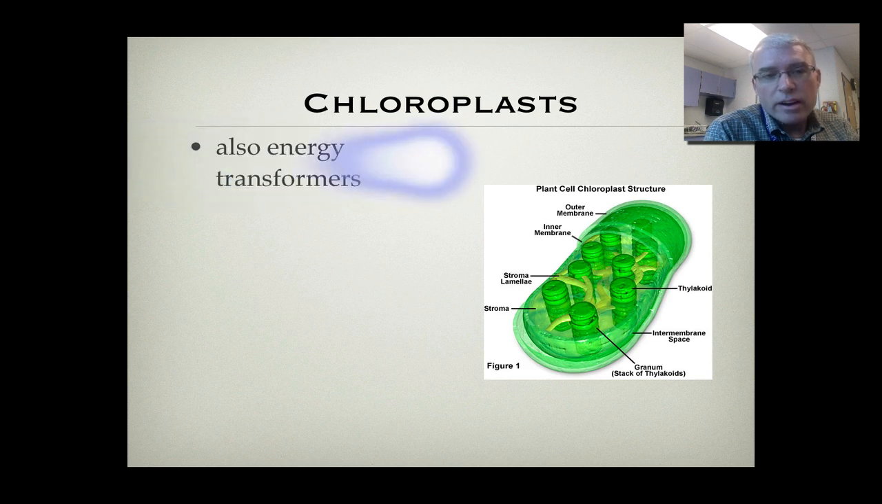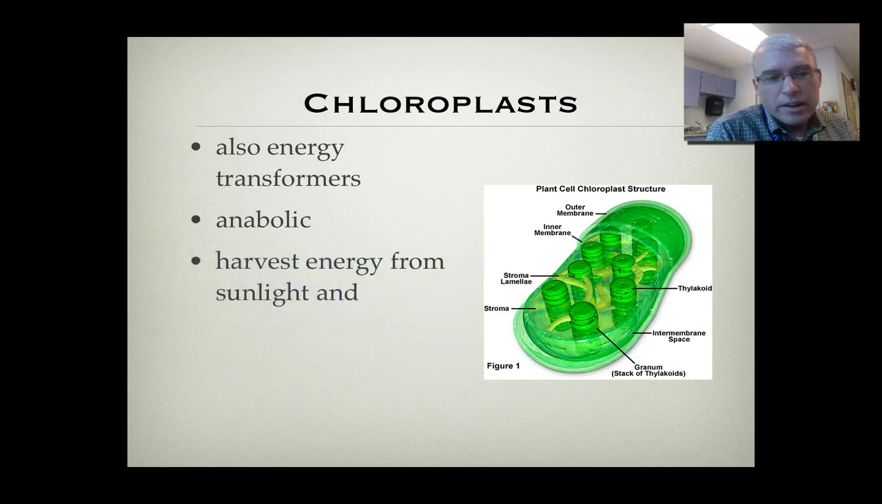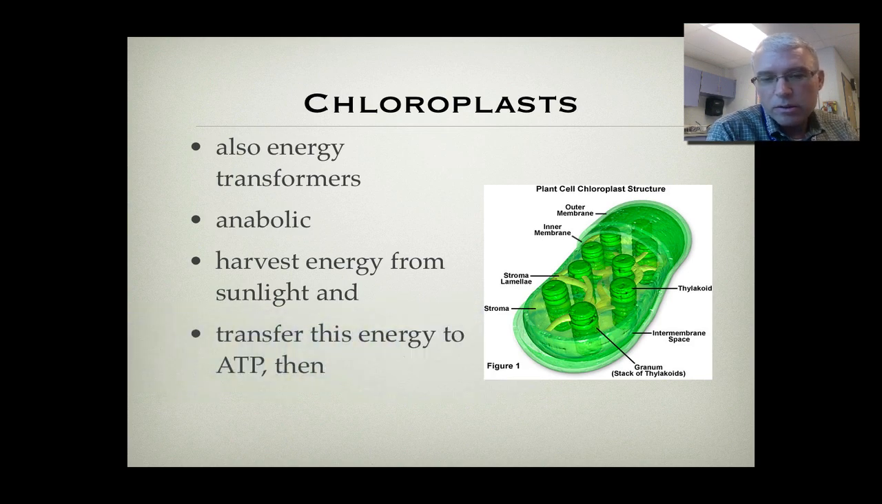Chloroplasts are the other energy transformers, and of course they're transforming light energy into chemical energy, and they're doing a process called photosynthesis, which is anabolic in nature. They are harvesting sunlight, or energy from the sun, and they're transferring some of that energy to ATP molecules and then using the ATP molecules to build carbohydrates like glucose.